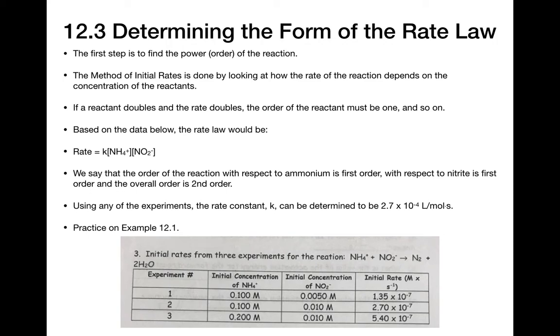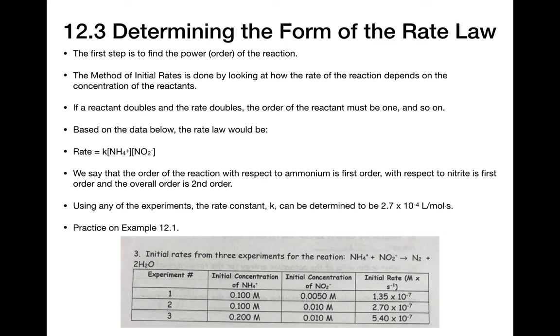Now we could take any one of the experiments and plug their information into this rate law, rate equals k times ammonium times nitrite, and use the information in the data table to solve for the k value, the rate constant. Using any of the three experiments, the rate constant k would come out to be 2.70 times 10 to the minus 4 liters per mole per second.